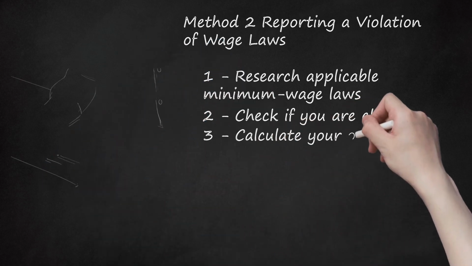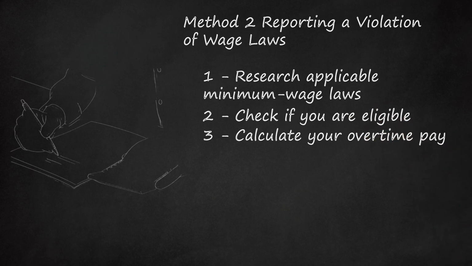3. Calculate your overtime pay. Once you understand your state's laws, you can calculate your premium pay. For example, if you live in a state that follows the FLSA, you will receive 1.5 times your regular rate of pay for hours worked in excess of 40 in a work week. For example, if you work 44 hours in a work week, 40 of those hours are paid at your regular rate, $7.25 x 40 equals $290.